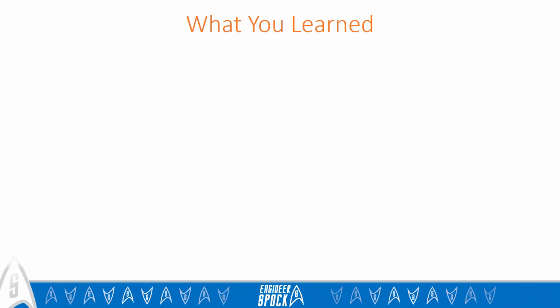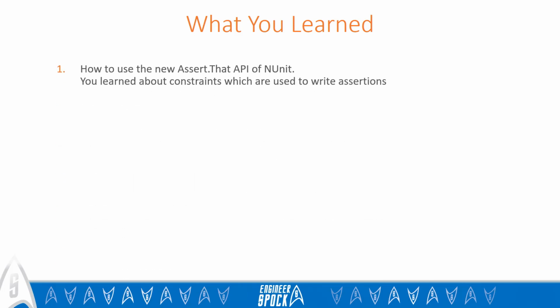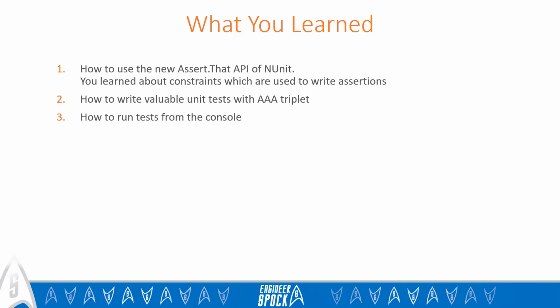In this section, you learned how to use the new Assert.That API of NUnit. You learned about constraints, which are used to write assertions. How to write valuable unit tests with the AAA triplet. In the first phase, you arrange the SUT, then call the action or unit on the SUT, and in the end, you write the assertion. How to run tests from the console. This can be important to know in case of following continuous integration practices.